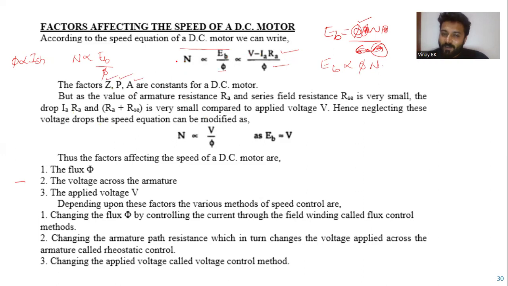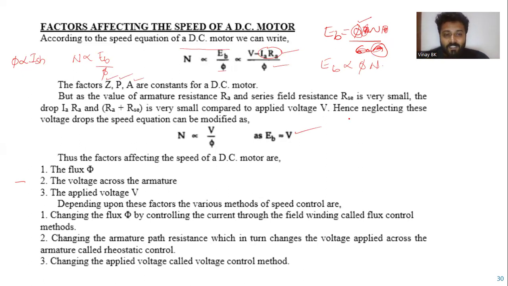But the values of armature resistance and the series field resistance RA and RSE will be very small, so the drop across them is also small when compared with the applied voltage. Hence, the voltage drops of these two, the series field winding and the armature winding, we can neglect in some cases. By neglecting the IARA drop, you can get N is directly proportional to V and inversely proportional to flux phi, whereas V equals EB.